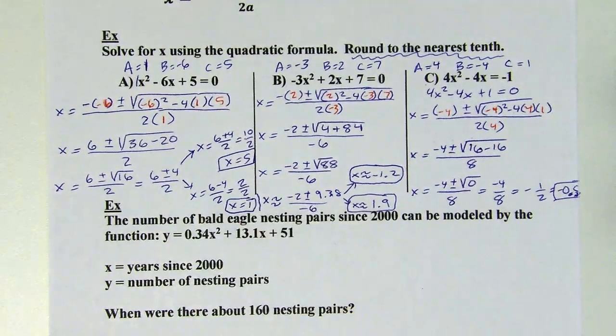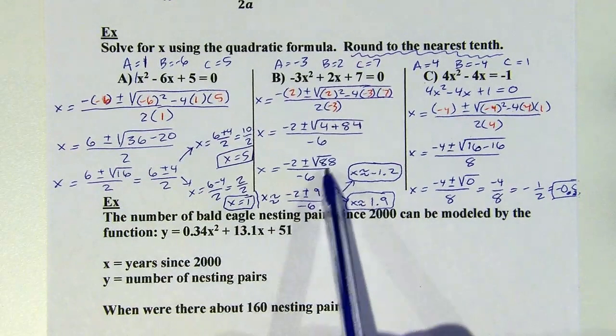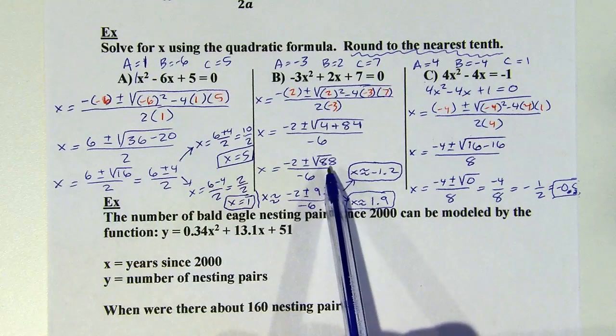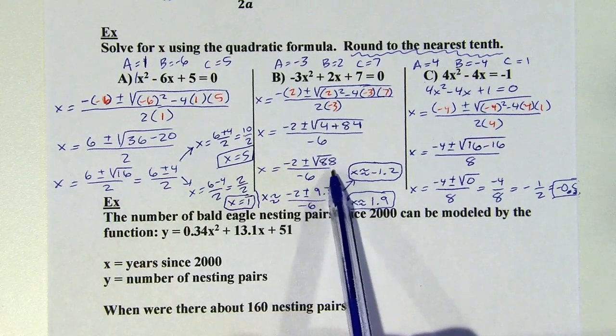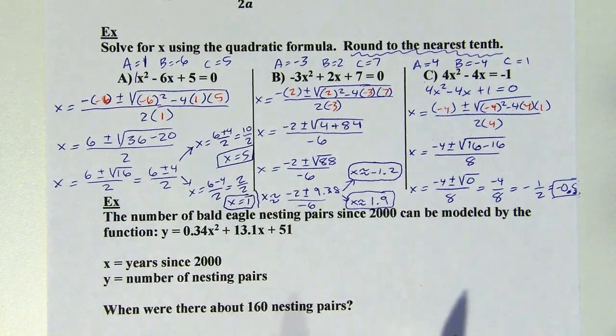Okay. All right. So you can get just one solution. You can actually get no solutions on some of these too. If you end up with a negative number underneath the radical, then there's no real square root of, say, negative 88 or negative 16. So in that case, you'd have no real solutions.